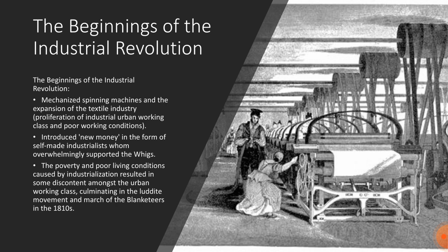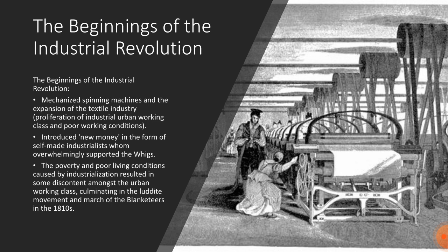Finally, the beginnings of the Industrial Revolution: mechanized spinning machines, and the expansion of the textile industry. So the proliferation of industrial working class and poor working conditions. So this relates to poverty. Obviously, you've got Henry Hunt saying poverty born of despair. Sorry, violence born of despair.